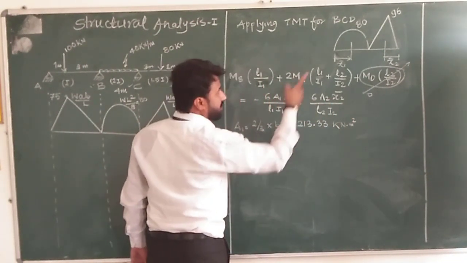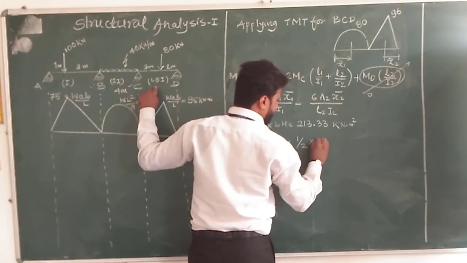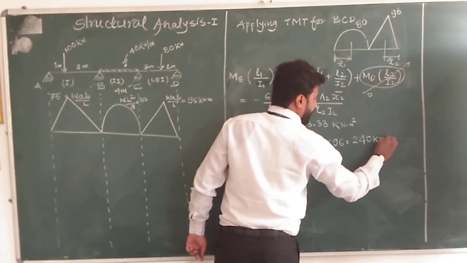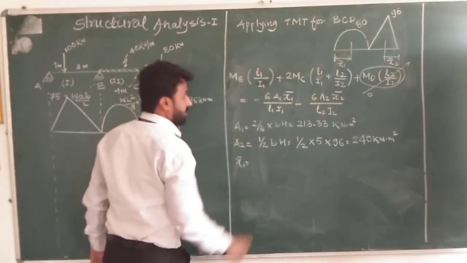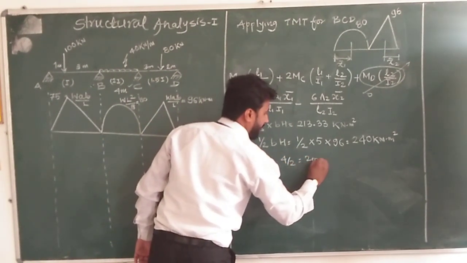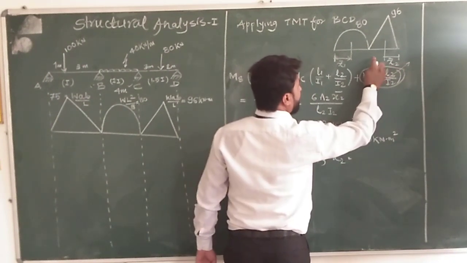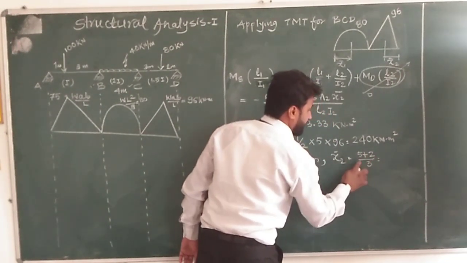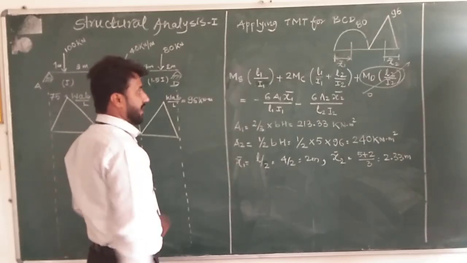Value of A2 will be, that is a triangle, so half base into height. Base is 5 meter, and height is 96. So the calculation of this is 240 kilonewton meter square. Now x1 bar is from the left side, so again the value will be the same as the diagram is symmetric, so L by 2, that is 4 by 2 equals 2 meter, and x2 bar value is from this side, so this is L plus B by 3, so L is 5, B is 2 meter, divided by 3, so this is 5 plus 2, 7 divided by 3, that is 2.33 meter.